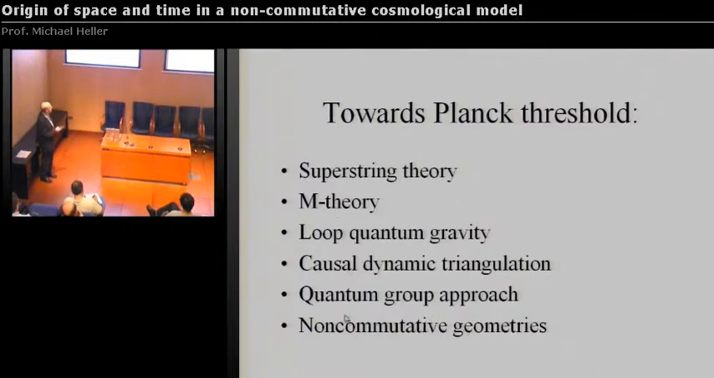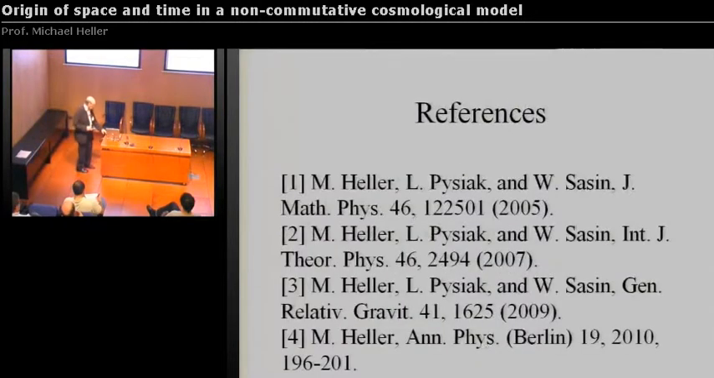My talk is based on these references. These are my friends, my co-workers, Dr. Pysiak, Dr. Sasin. This paper here gives mathematical details of our model, printed in the Journal of Mathematical Physics. The second one, in the Journal of Theoretical Physics, is the physical aspect of the model, and these two papers concern the Friedman cosmological model. It is computed in terms of non-commutative geometry.